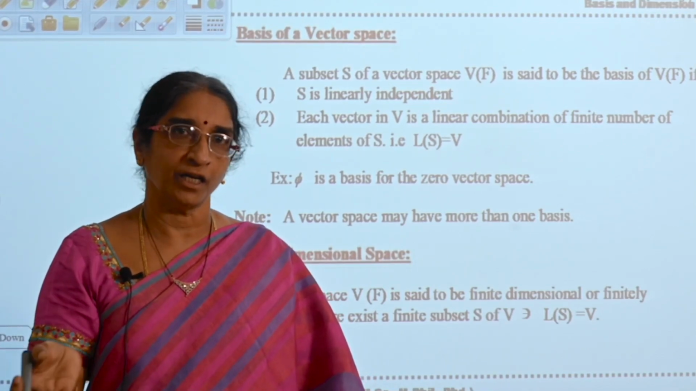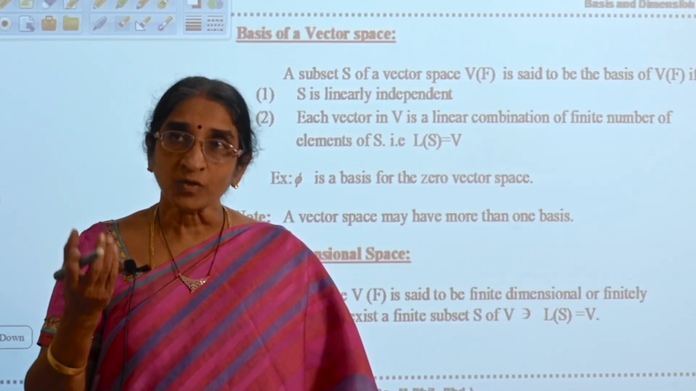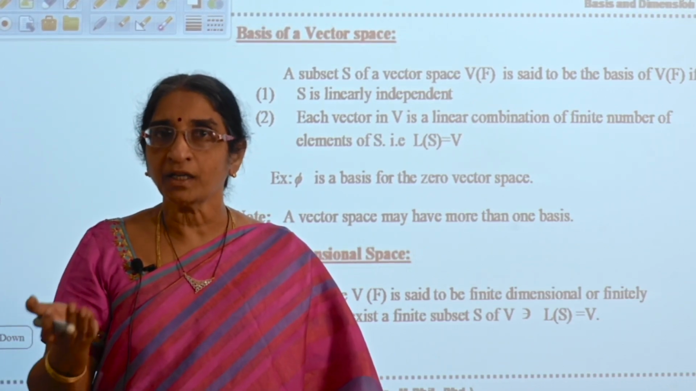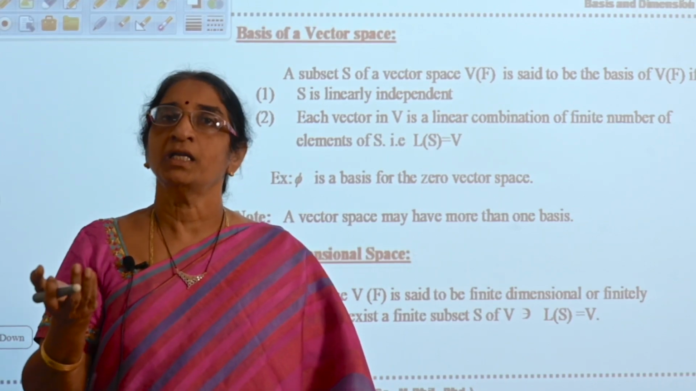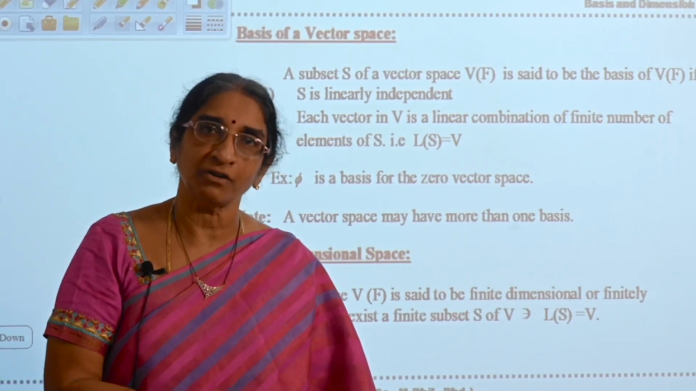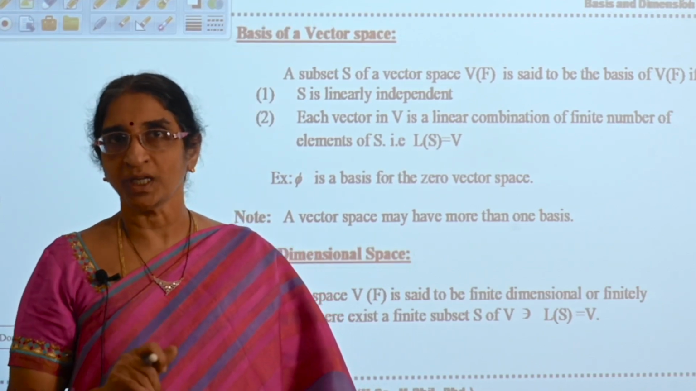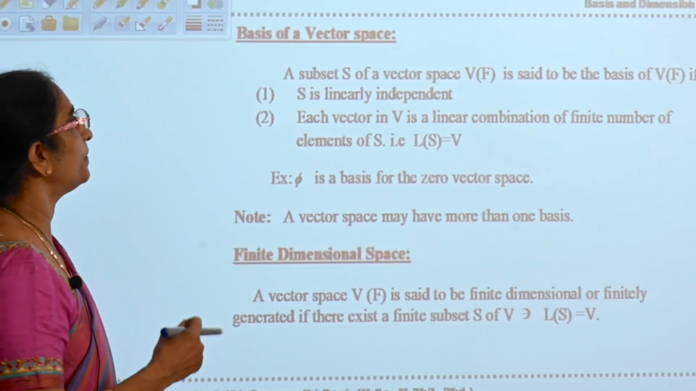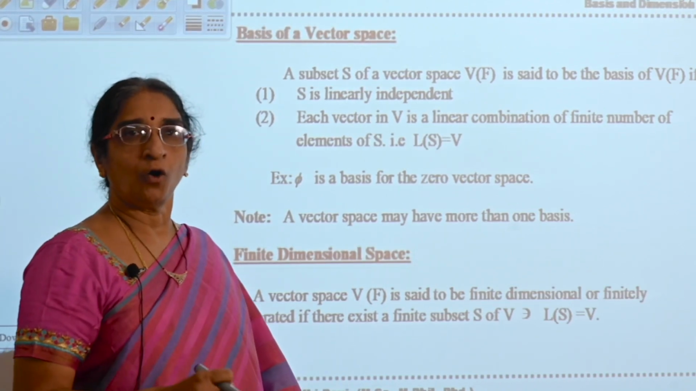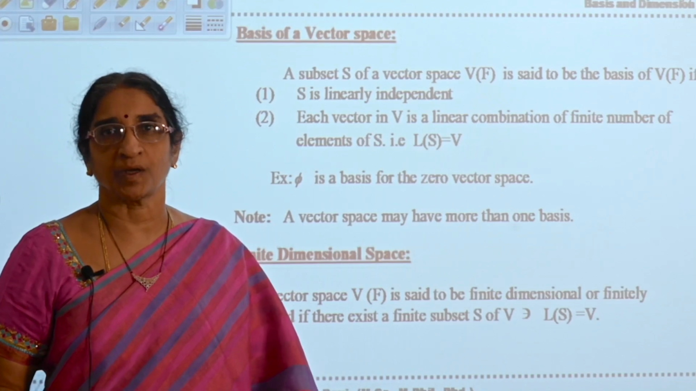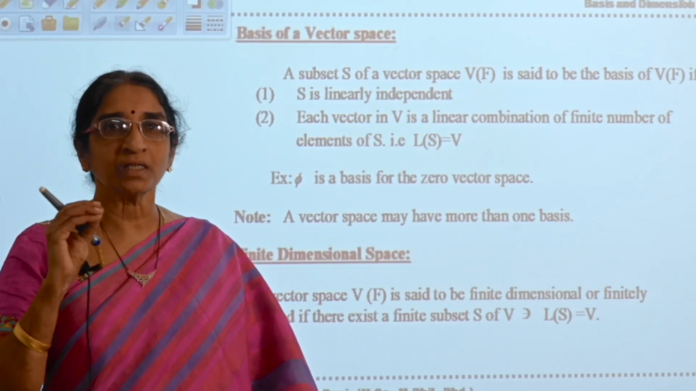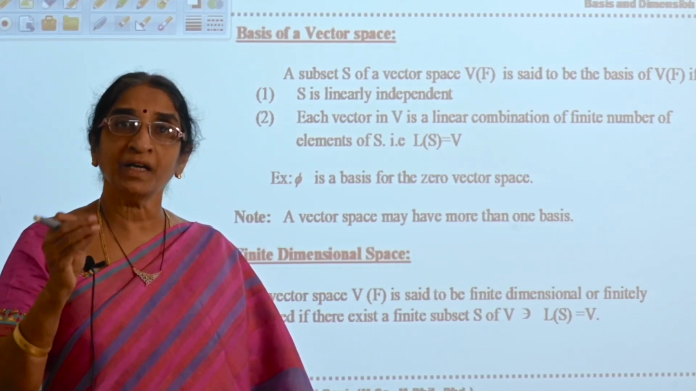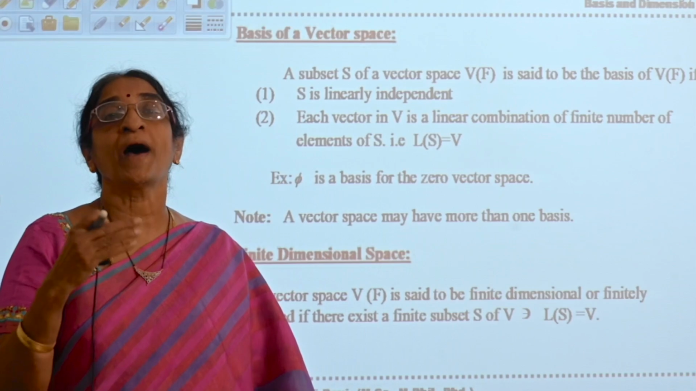is linearly independent. Similarly, S will be the linear span of V if every element of V can be expressed as a linear combination of that set of elements, then that set is said to be L of S. Now combining these two, we are going to define a basis of a vector space. Now what is the basis of a vector space? Basis of a vector space is nothing but a linearly independent subset of V which spans V.